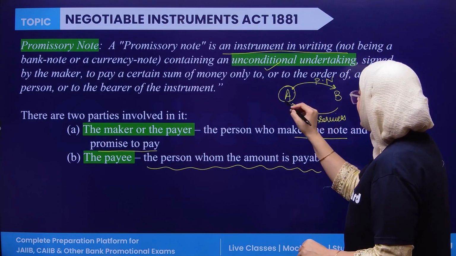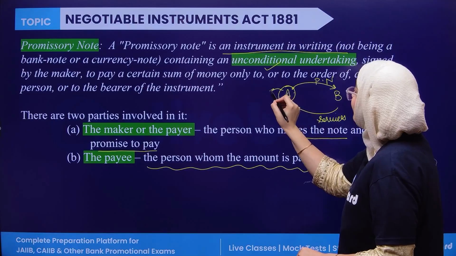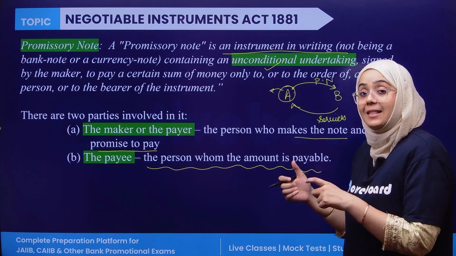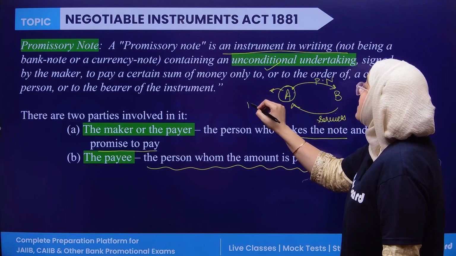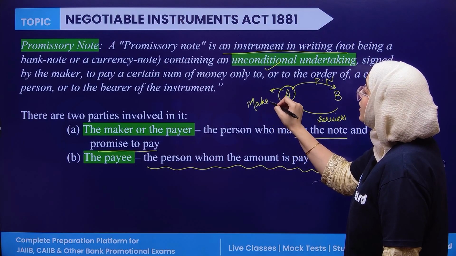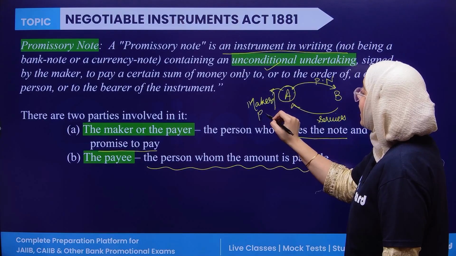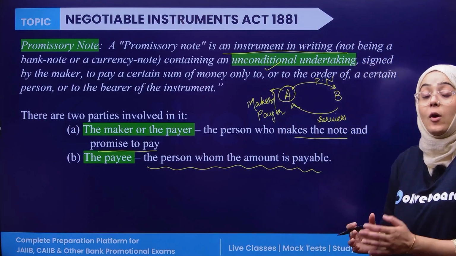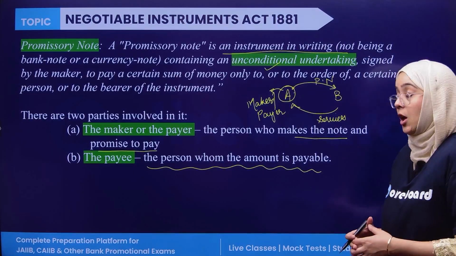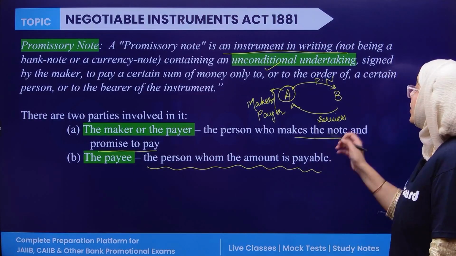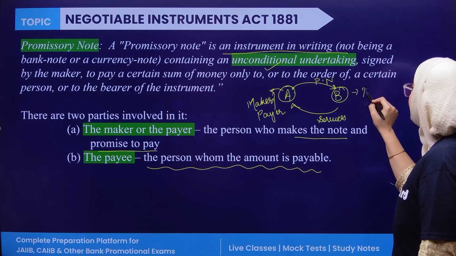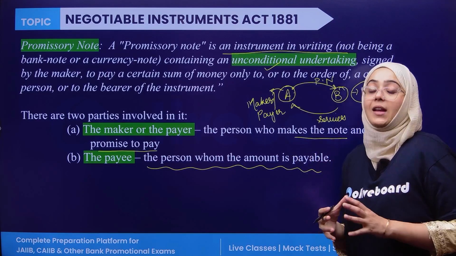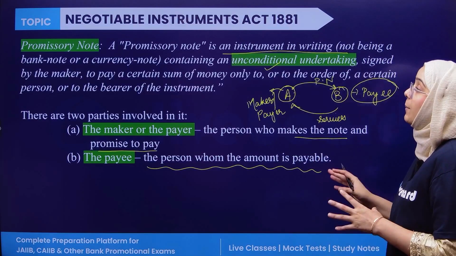It means that in this situation, A is promising B to pay the money. So A is the maker of this promissory note, and the maker is also known as the payer, the one who is actually paying. And the payee, who is actually receiving the payment, the holder of this promissory note, is B. The payee is the person who is receiving the amount. That is known as the promissory note.